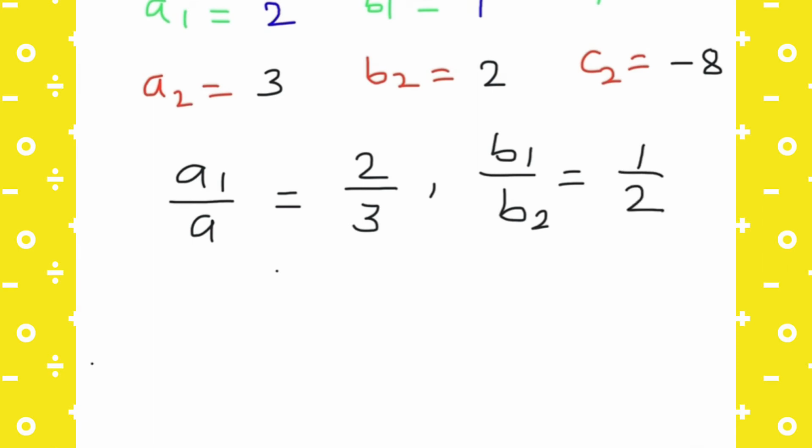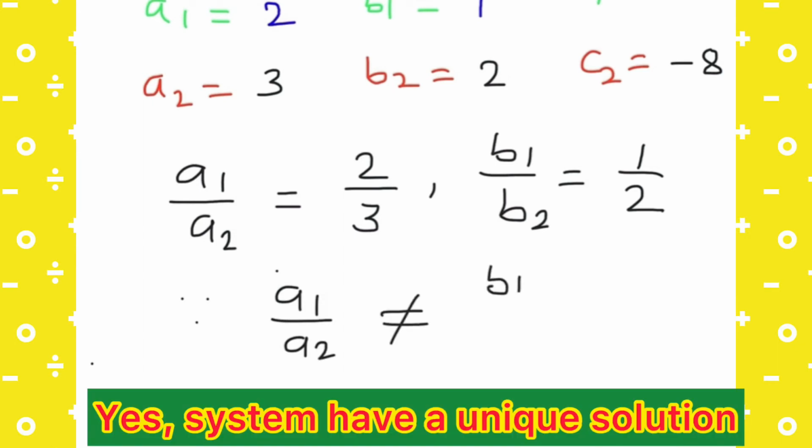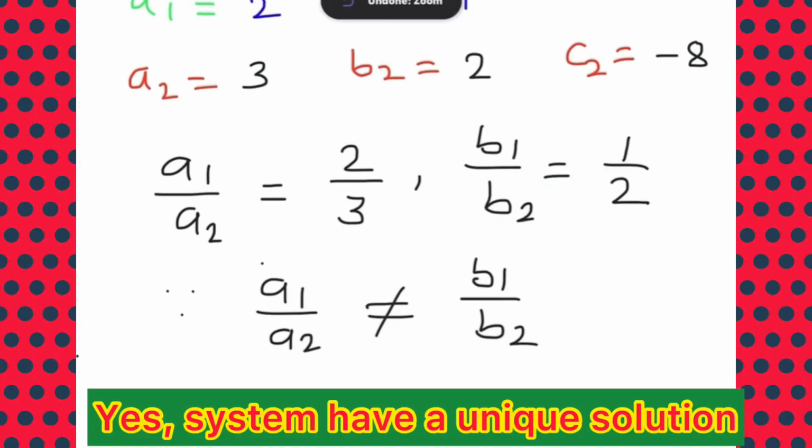Now you compare. No need to find c1 upon c2. You can compare here the ratio of a1 upon a2 and b1 upon b2. These are different values, means these are not equal. Means you can write that since a1 upon a2 is not equal to b1 upon b2, therefore the system has a unique solution.